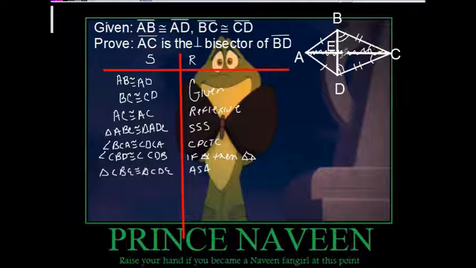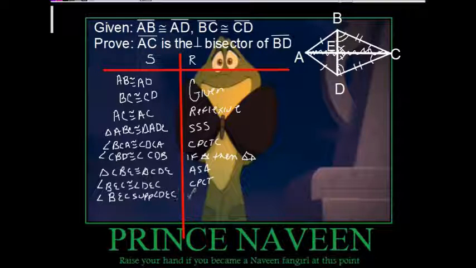Next, I'm going to say angle BEC is congruent to angle DEC by CPCTC, which is going to be these angles right here are congruent. And I notice that they're on the same line. So I'm going to say angle BEC is supplementary to angle DEC. If two angles form a straight angle, they are supplementary.